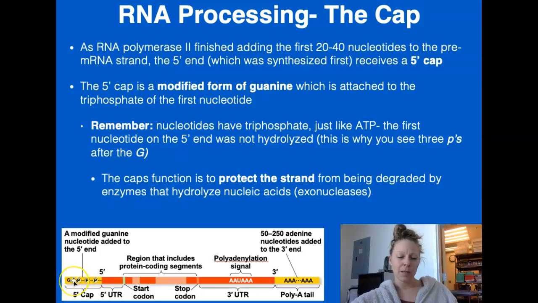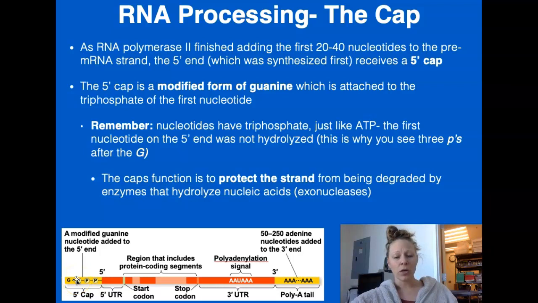And what is it attached to? You can see this is weird, it has phosphates. Why do we see phosphates? Well, remember that RNA is made of ATPs. It is a triphosphate. While they're hydrolyzed to fuel the process of transcription, this first one was not hydrolyzed. So we still have the whole molecule here; the pyrophosphate was not removed. So we have the full ATP on the mRNA strand. And so that modified guanine is added to the phosphate.